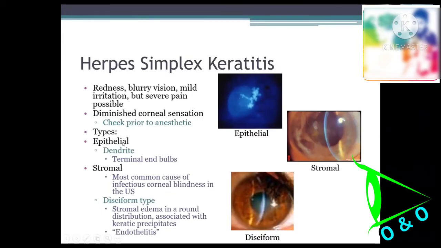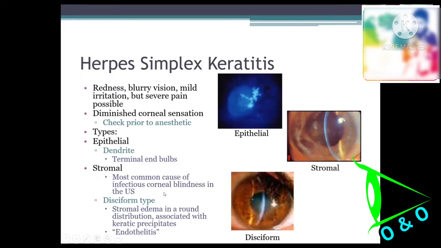Let's see, types of herpes simplex keratitis. There's epithelial, and you'll see a dendrite here, a branching lesion that's superficial and stains. You'll see terminal end bulbs at the end of each little branch, so a little bulb at the end. That's classic for herpes simplex keratitis.